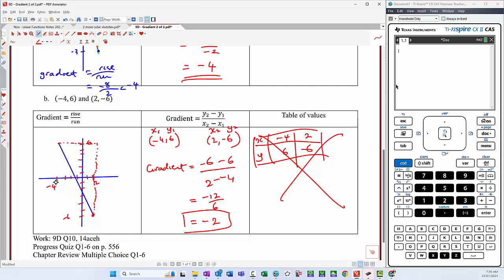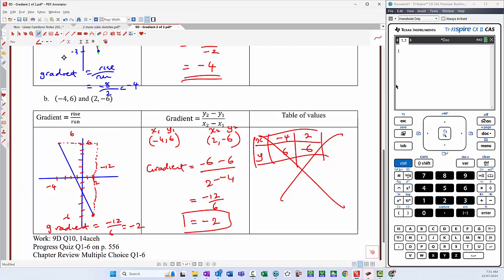Okay, so let's look at the run. We go from -4 to 2, so that's going to be 1, 2, 3, 4, 5, 6. So the run is 6. And notice that that matches x2 take away x1 down here. This value here is going to be the change in y values, and because we're going downwards, we're going to list that as negative. So that's going to be 6 to here and another 6 down to here, so that's going to be -12. So our gradient is the rise, which is -12, over the run, which is 6, which is -2.